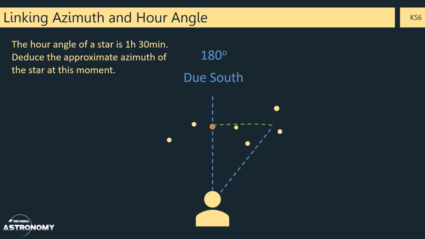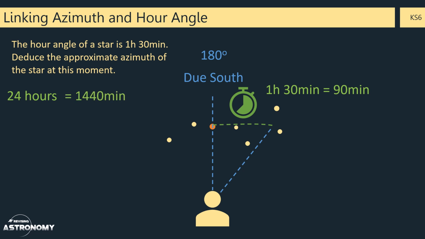However, to give an overall value for azimuth, we need to convert this into degrees. To make the maths easier, we're going to convert our values of time into minutes. We know that 1 hour and 30 minutes is 90 minutes, as an hour contains 60 minutes, and adding on the remaining 30 minutes gives us 90. We also know that 24 hours is equal to 24 multiplied by 60 minutes, which is 1,440 minutes. Now, we know that the stars will move through 360 degrees in approximately 24 hours, or 1,440 minutes. We're not using 23 hours and 56 minutes just to make the maths a little bit easier.